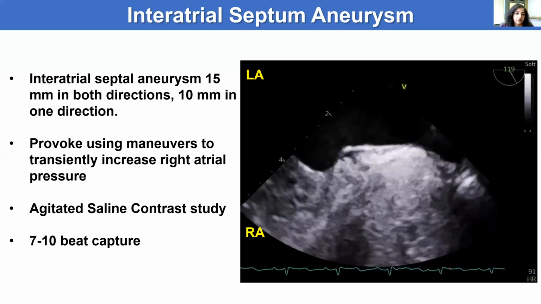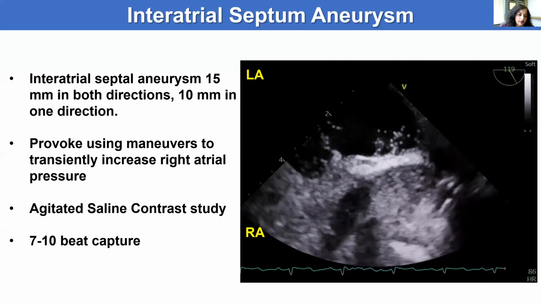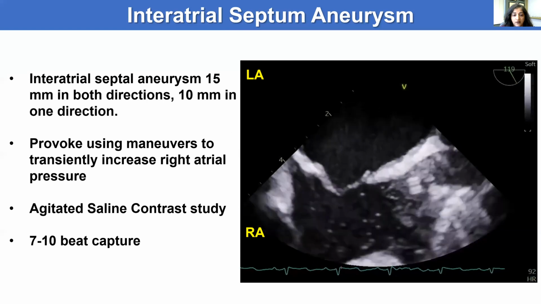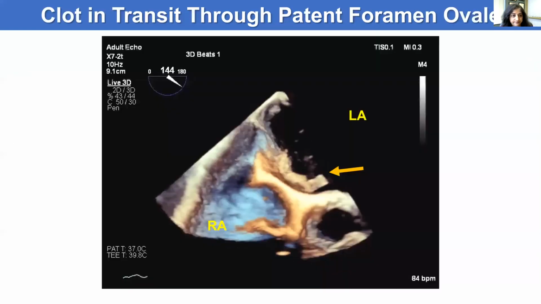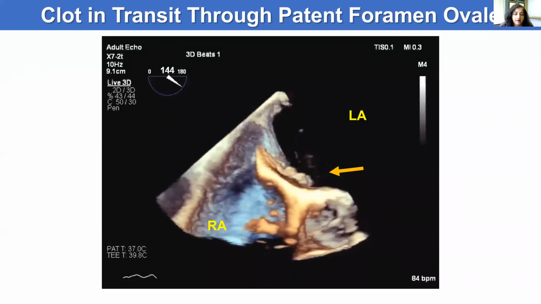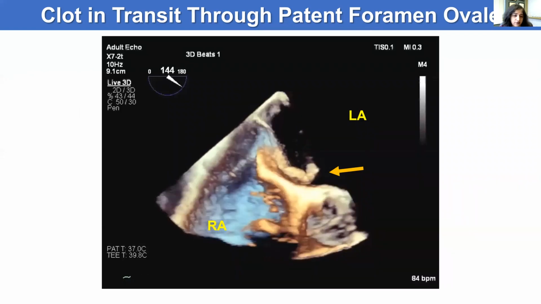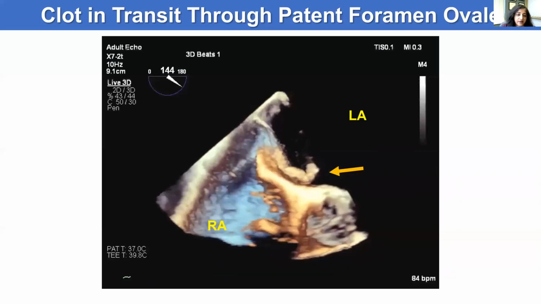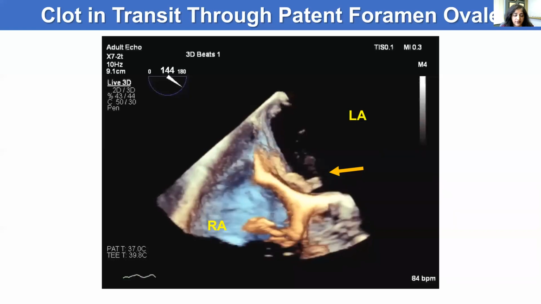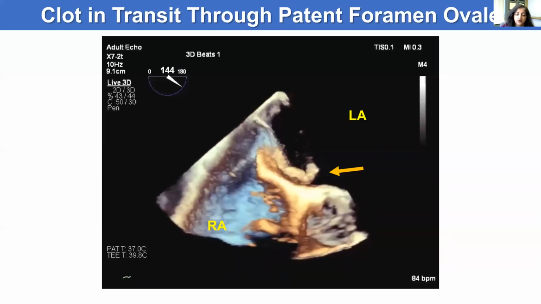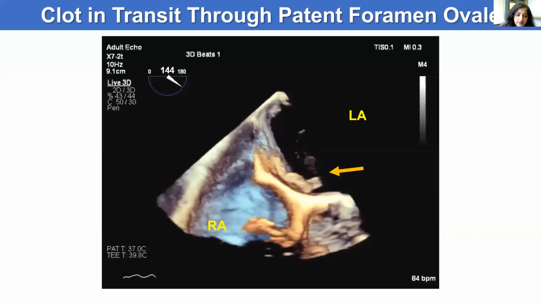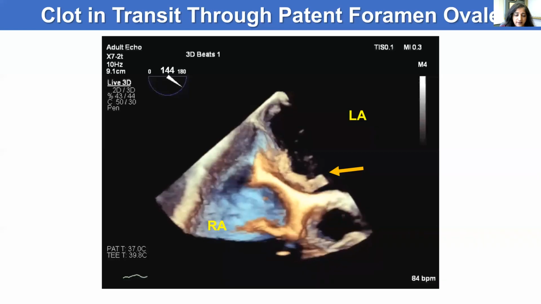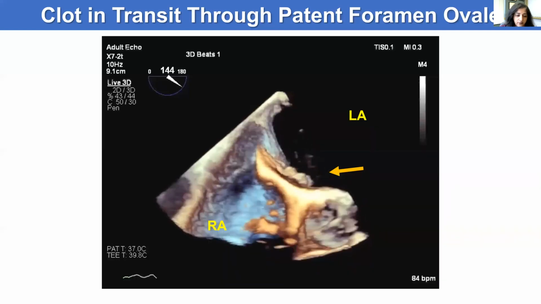Remember, for interatrial septal aneurysm studies or any studies with agitated saline contrast, it's typically a 7 to 10 beat capture to ensure that you rule out intrapulmonary shunts. And then here you see in 3D a clot in transit through a patent foramen ovale. We saw a fair number of these in the last year with COVID and the sort of inflammatory hyperthrombotic state that the COVID virus created. And this is a TEE from a patient who did have COVID and who has this clot that is in between the patent foramen ovale.